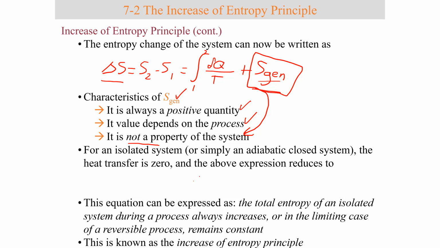For an isolated system, meaning that nothing crosses the boundary, right? So, for example, a perfectly insulated closed system would be an isolated system.